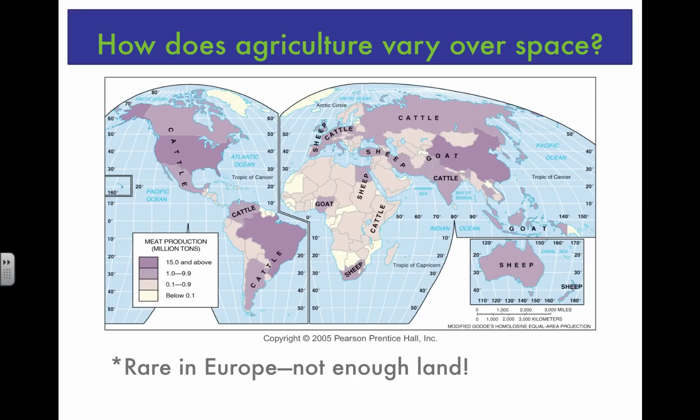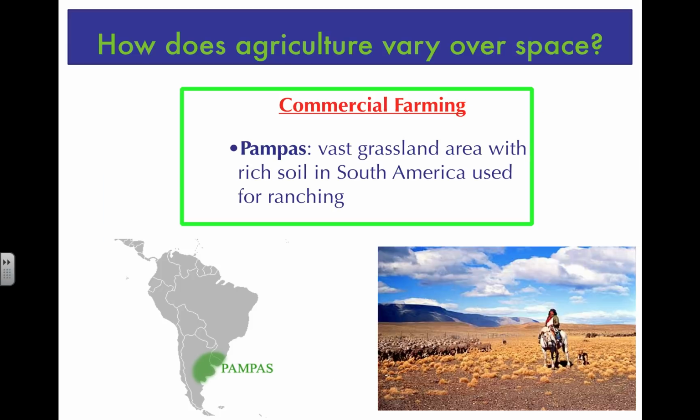You'll notice here that these are the most common animals that are produced through ranching, the meat production as you see here. Europe has a low concentration of ranching because European society is a very urbanized society and there's not a lot of available land, so ranching is not as common in Europe.